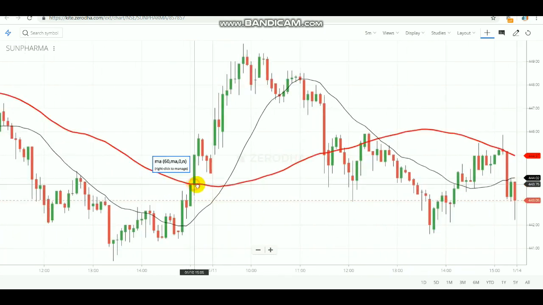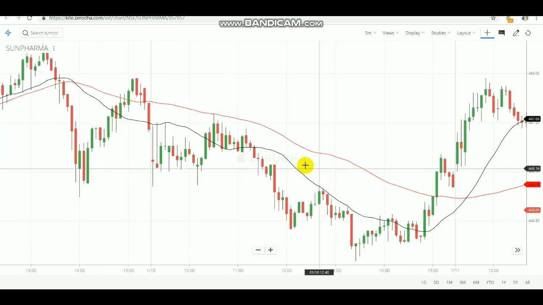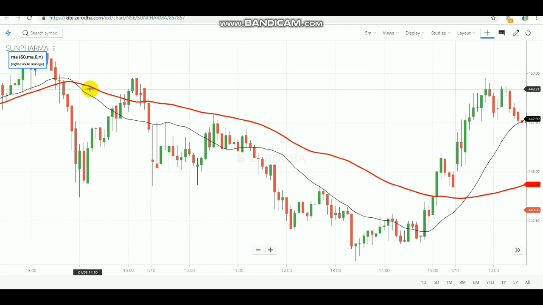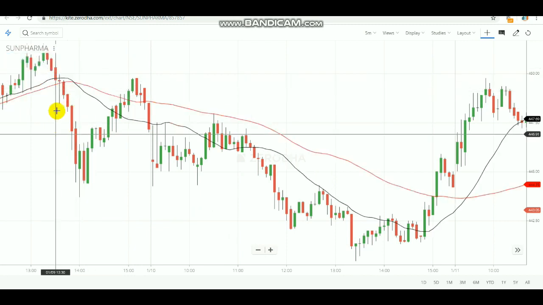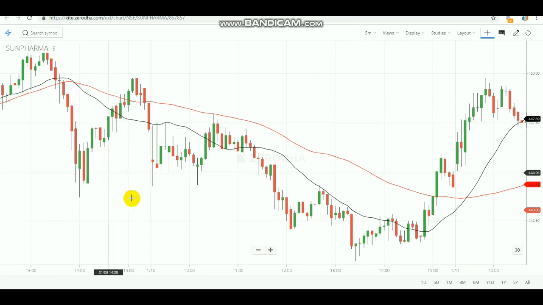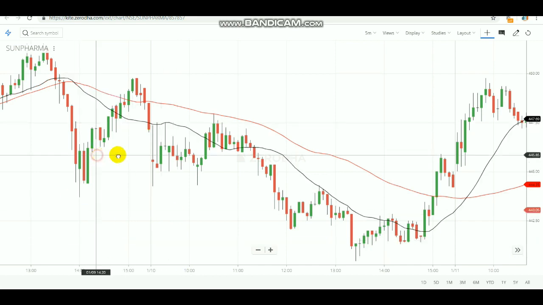Let's check with the previous one also. Here the red line has crossed over the black line. That means we are going to sell at this time. After you entered the market by selling, the market went down, as you can see here. So here also you would have made some profit.